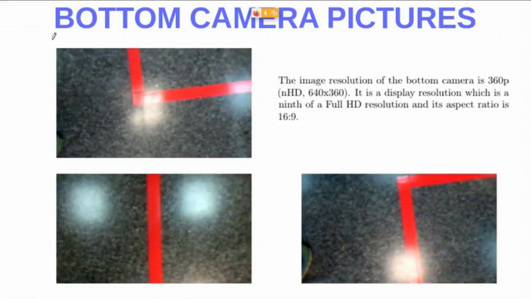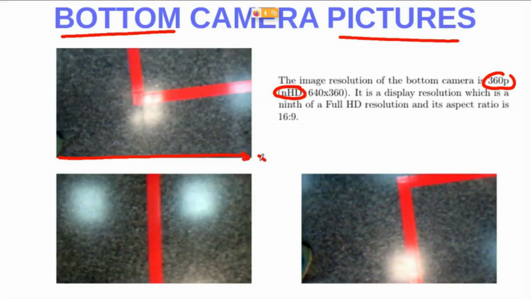Well, in order to fulfill our objectives, we have a bottom camera, okay? And the pictures taken by this bottom camera have this aspect, okay? The image resolution of the bottom camera is what we call 360p. It's one ninth of a high definition picture. So it's 640 pixels in this direction, okay, in the X direction, and 360 in this direction, okay? So we hope that the line is straight in the middle of our picture.